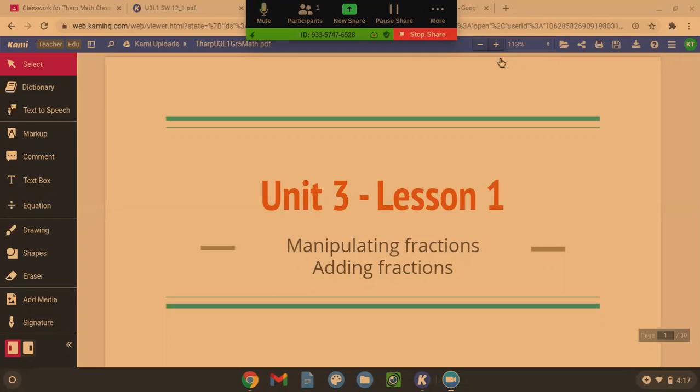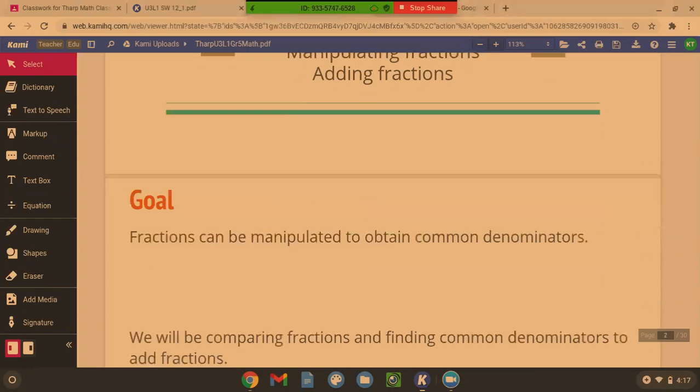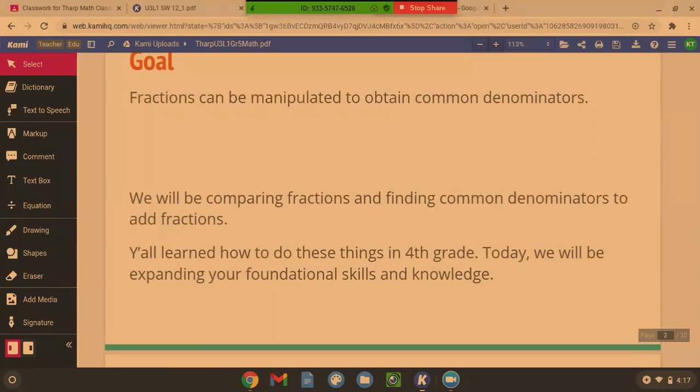Now, let's go to our goals first. So y'all learned about fractions and how to handle them in 4th grade. We are expanding your foundational skills and knowledge. We are adding to what you already know. If you have forgotten, if somebody Control-Alt-Delete your brain and you forgot everything about fractions, do not worry.